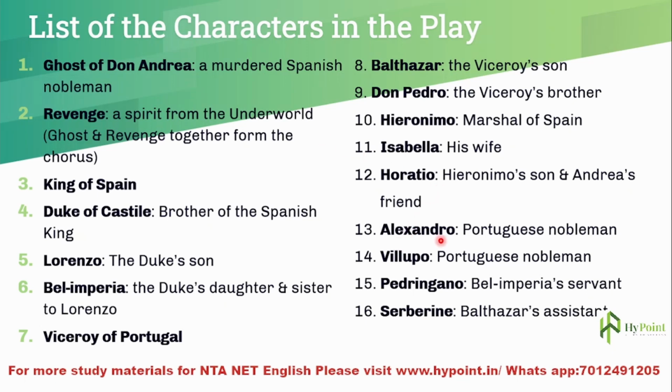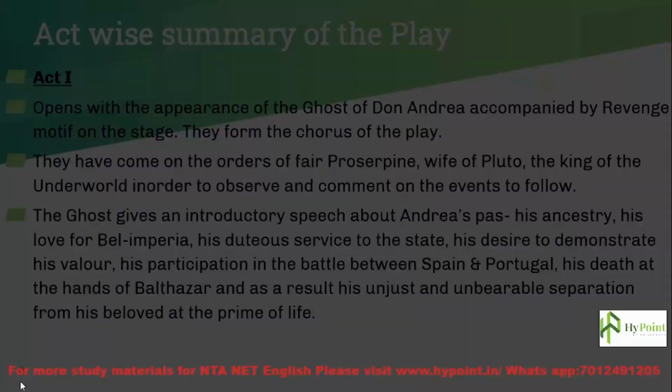And Alexandro is a Portuguese nobleman, and Villuppo is another Portuguese nobleman. Pedringano is Bel-Imperia's servant, and Serberine is Balthazar's assistant. So these are the major list of characters that we could see in the play.